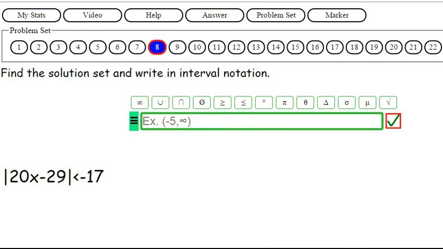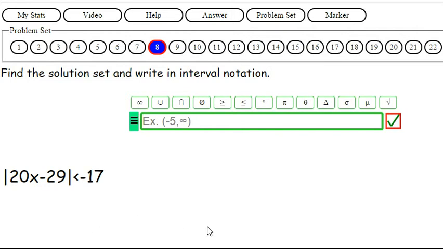Let's take a look at this. We got the absolute value of 20x minus 29 is less than negative 17. What happens when we actually work this out algebraically? It's kind of the question. 20x, and I guess we'll do that, is less than negative 17.